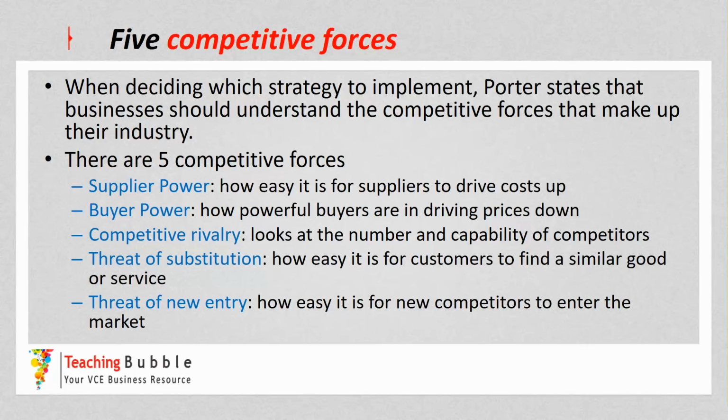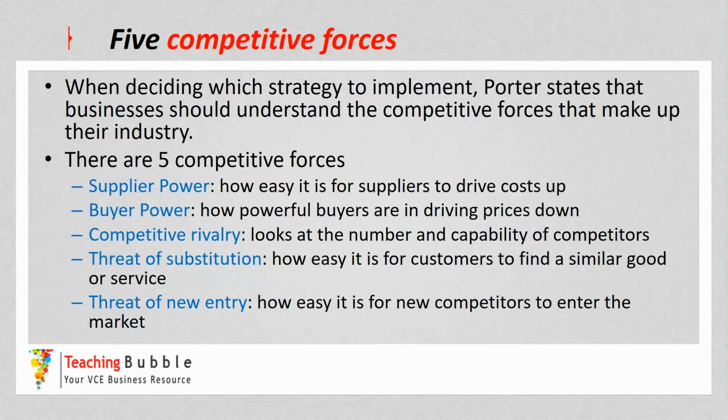So the first is supplier power, which looks at how many suppliers are in the market and how powerful they are, and the ability for them to drive up costs. So for example, if there's only 1 or 2 powerful suppliers, then they have the ability to drive costs up, which may make it difficult to implement the lower cost strategy. And buyer power, it looks at customers and how powerful they are at driving prices down. Competitive rivalry looks at the number of competitors and again the power of those competitors.